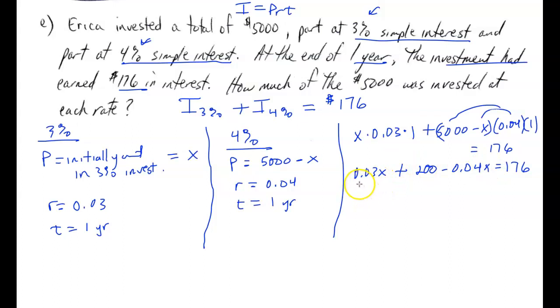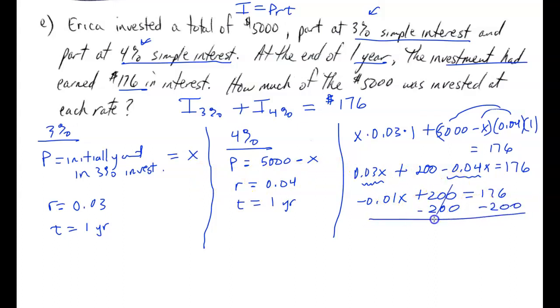So now we combine like terms. So these are like terms. So we'll have negative 0.01x plus 200 is equal to 176. And then we'll subtract 200 from both sides. That cancels. We'll just have negative 0.01x. Get that looking a little better.